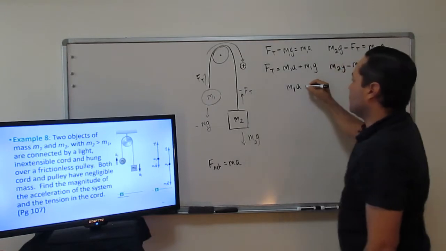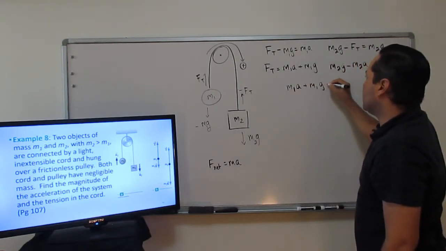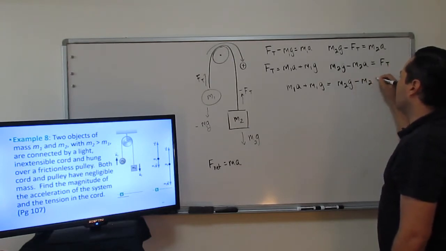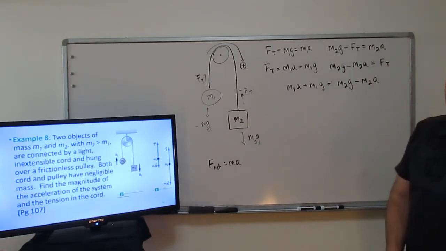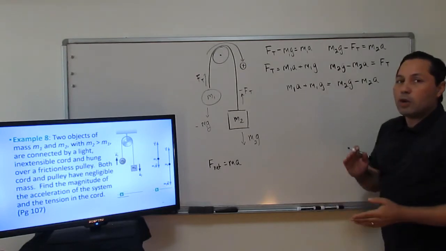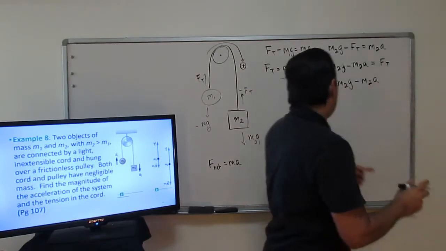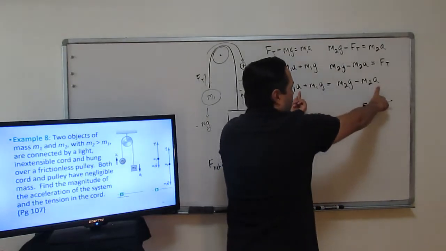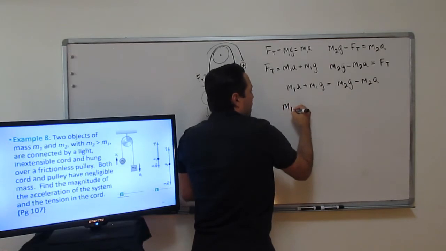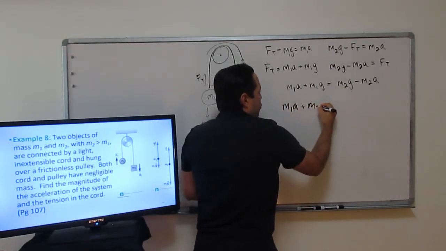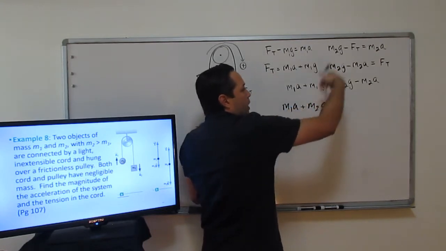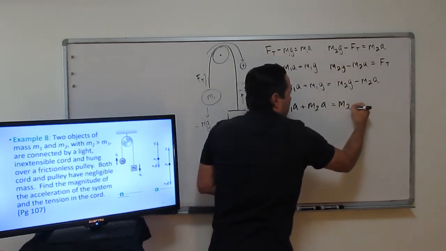m1 times acceleration plus m1 times gravity is equal to m2 times gravity minus m2 times acceleration. Alright, next I want to solve for the acceleration, so I'm going to combine like terms. Here I have two accelerations. I'm going to move this acceleration over here, that's a negative, so I'm going to add, so it'll be m1 acceleration plus m2 acceleration.